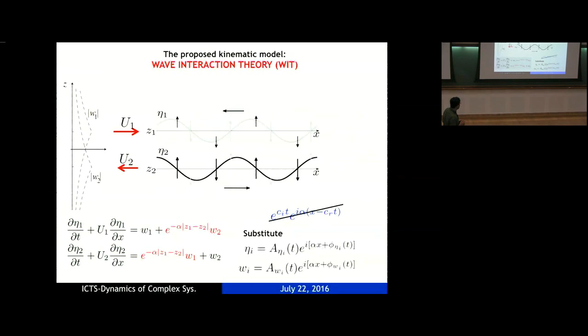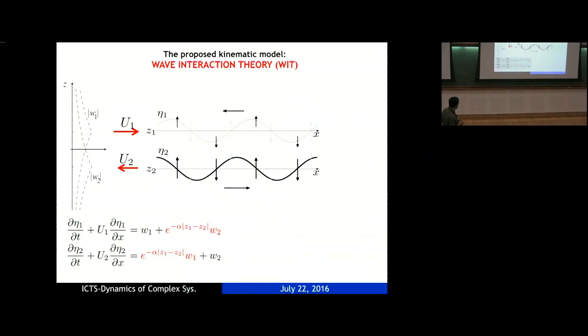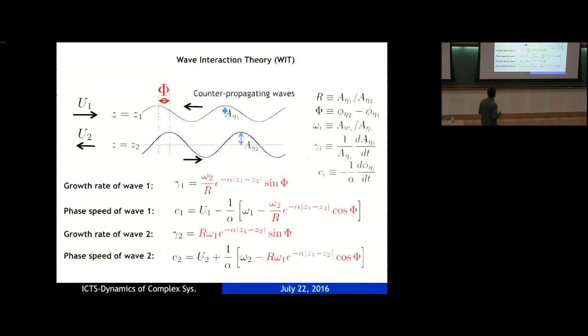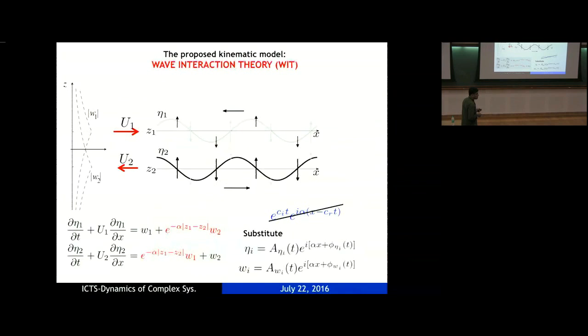Huh? Which one? This one? No, it is fine. Which one? No, u1 and u2 could be, it is a general velocity. It could be just any velocity. I am not saying that. No, you can put negative. It's just an advection. It's just the advection equation, right? It does not matter. Yes, all of these things are definitely real. All are real.